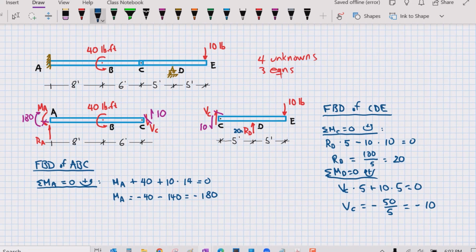Yeah. Summation of forces in the y direction equals 0. I will do positive going up. And then I have RA plus 10, right? Equals 0, that's it. So RA equals minus 10.